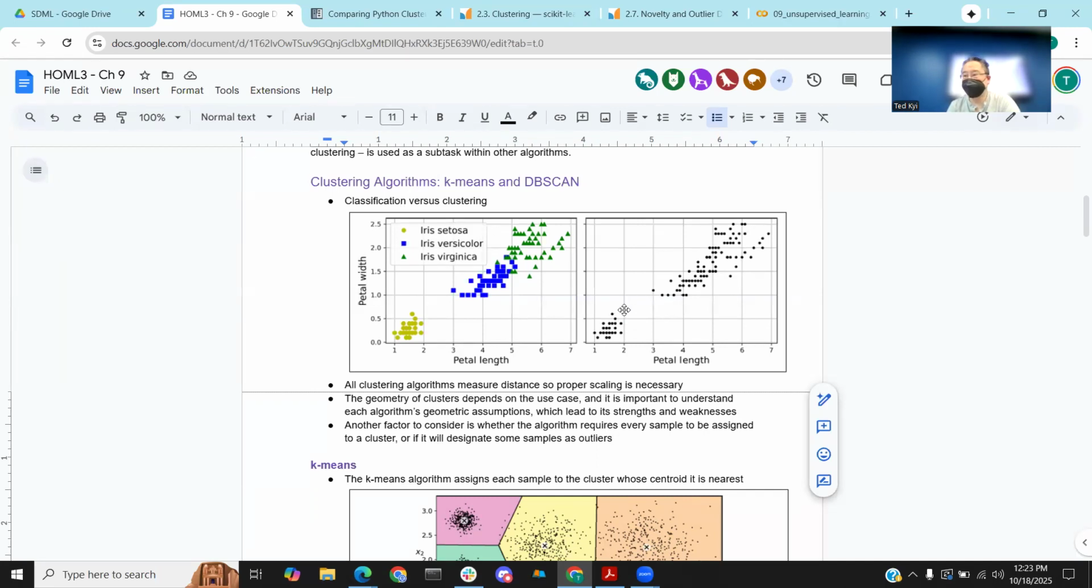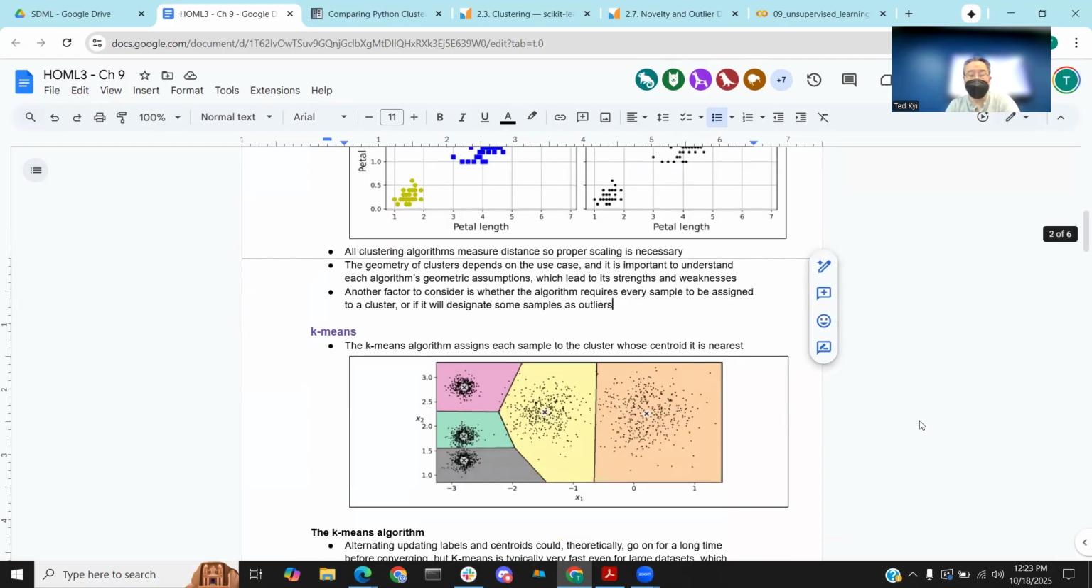But that's the thing. I'm not going to go into detail on many different algorithms, but I will be highlighting specifically for the algorithms where there's some sort of geometric aspect.